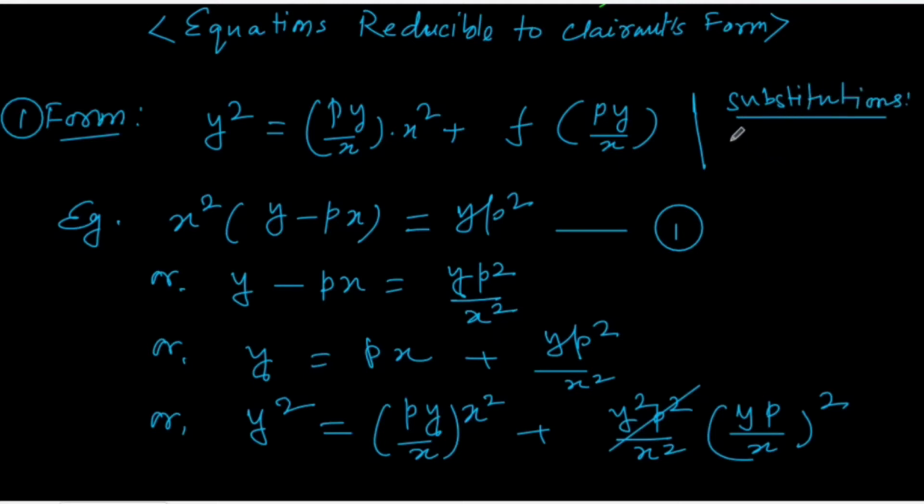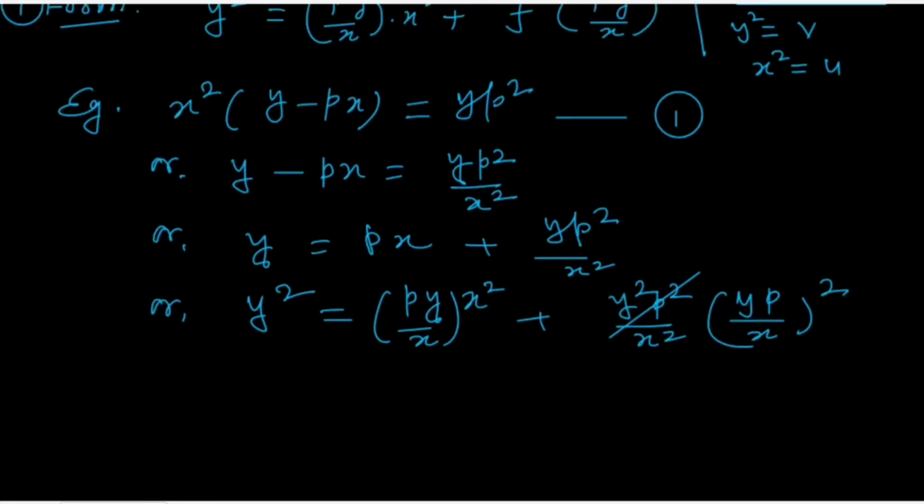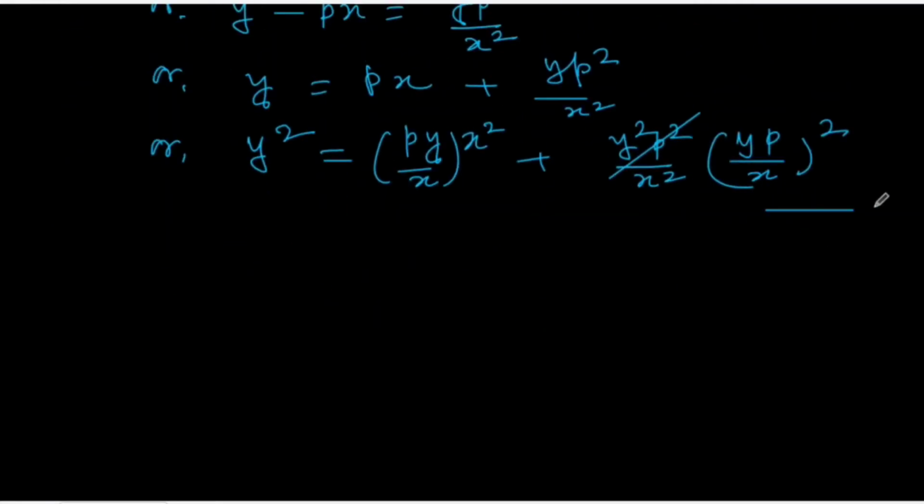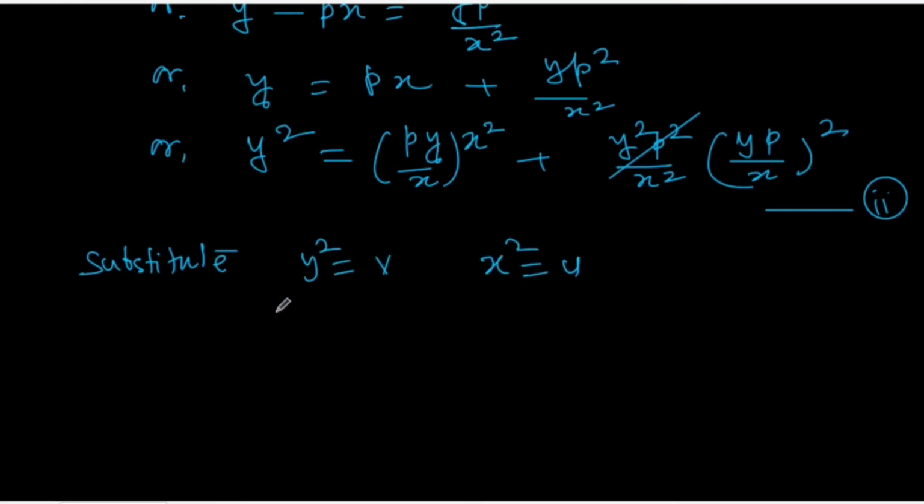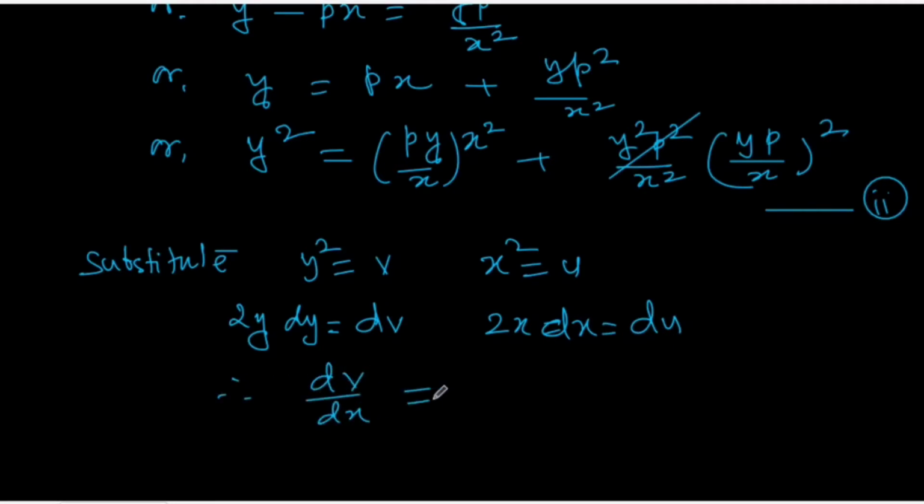And here the important substitution is y squared equals v and x squared equals u. Let's call this equation 2. Substitute y squared equals v and x squared equals u. So 2y dy equals dv, 2x dx equals du. Therefore dv upon du is (y/x) dy/dx.